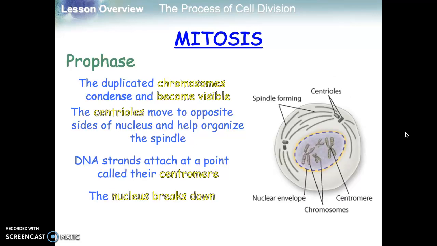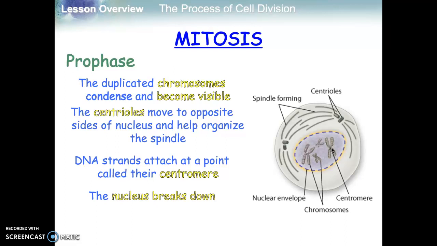The nucleus, the membrane here, begins to break down. That's very important, because we need to get these chromosomes free so that these spindle fibers can attach to the chromosomes. And they are going to attach at this point that I mentioned earlier, where the chromatids are held together at the centromere. Actually, I should have put that the nucleus breaks down first, and then the spindle fibers attach to the centromere. But these are all the things that are going to happen during prophase.